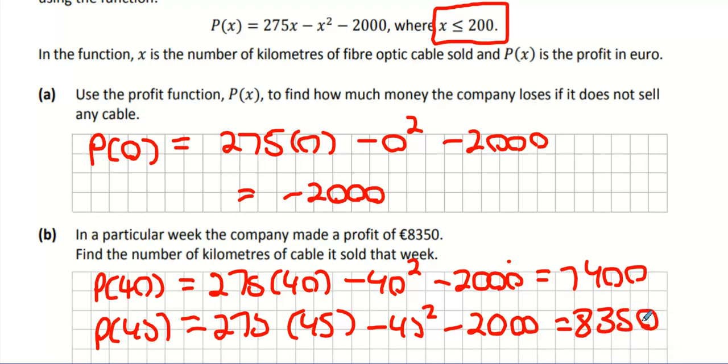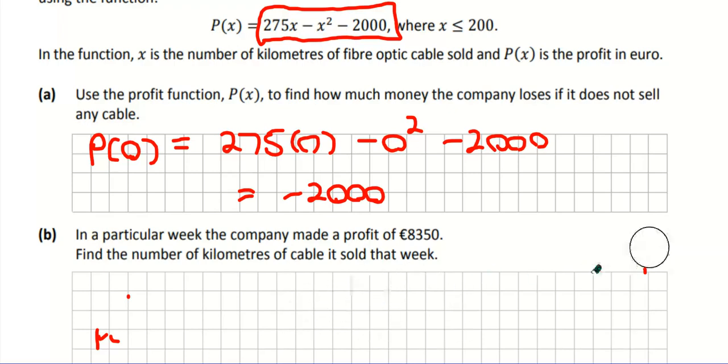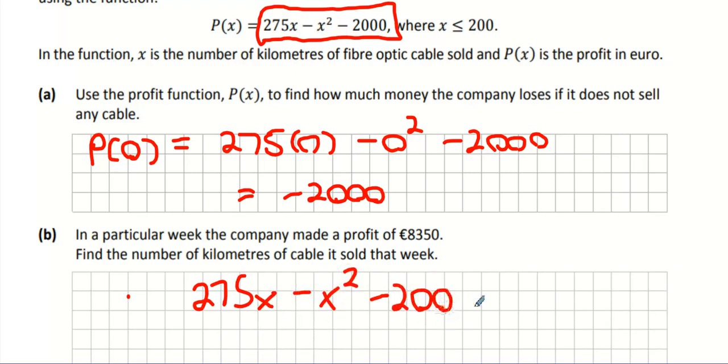Does anybody know the second way of doing it? Anybody know the real exact way of doing it? How do you calculate your profit again? With this function here, right? Everybody see what I'm boxing off up here on the top? That is the function. In this function, the answer is 8,350. So 275x minus x squared minus 2,000. Whatever the x value is, we know it's 45. But whatever the x value is, it has to give me an answer of 8,350. Guess what I'm going to do now?